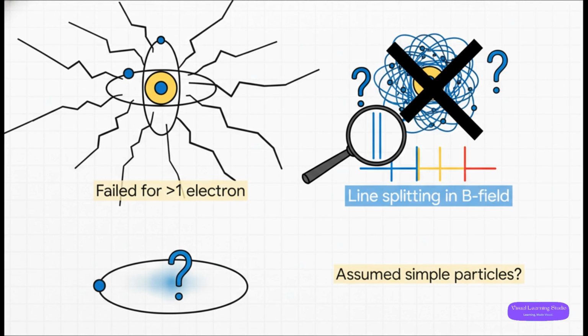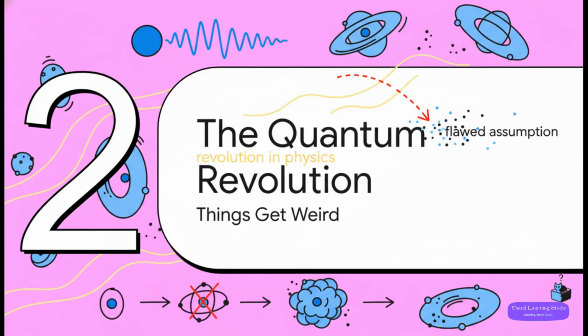But the biggest problem, the real fatal flaw, was its core assumption that an electron was just a simple little ball following a predictable path. That was about to be proven very, very wrong. And that's when physics got a complete makeover. Seriously, things were about to get wonderfully weird. This was the beginning of the quantum revolution.